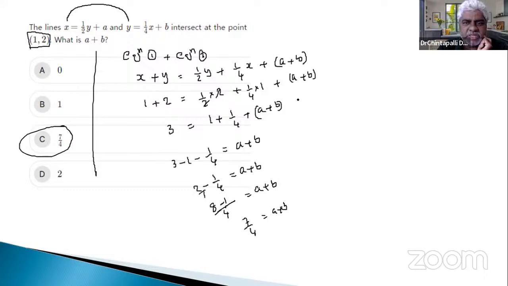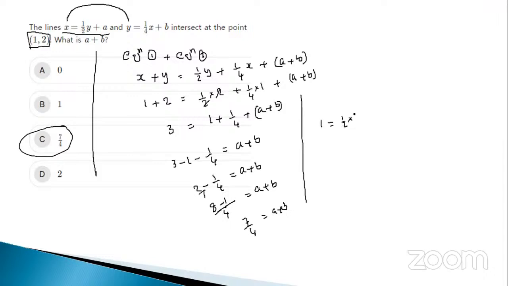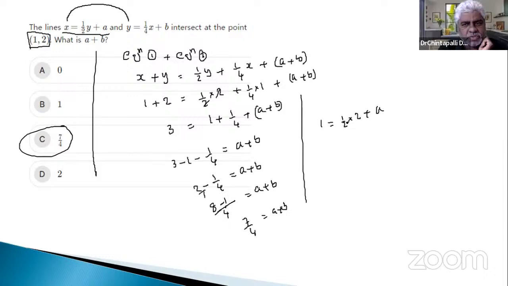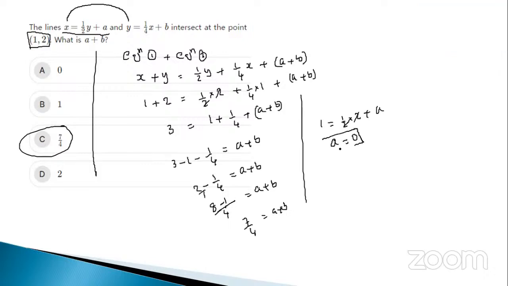Or you can do it simply in another way. Substitute the values separately. What happens? 1 is equal to half into 2 plus A. Yes, sir. Separate. Cancel. A is equal to 0. Yes, sir.